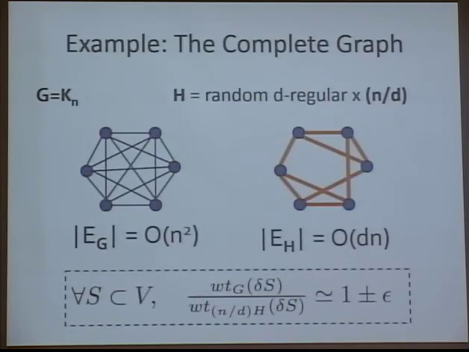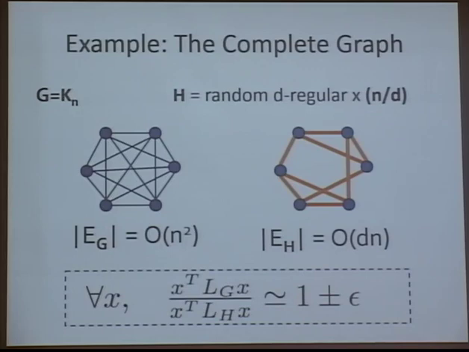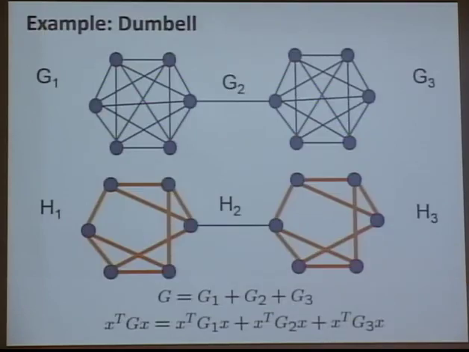Okay, so let me show you some examples of, again, what spectral approximations look like. Here again you have the complete graph, and you take a random irregular graph. I showed you that all the cuts are preserved up to 1 plus or minus epsilon. Actually, the whole quadratic form is preserved. You can prove this. And so again, a random graph is the right approximation for the complete graph. And the dependence here again is if you want a 1 plus epsilon approximation, you need degree about 1 over epsilon squared.